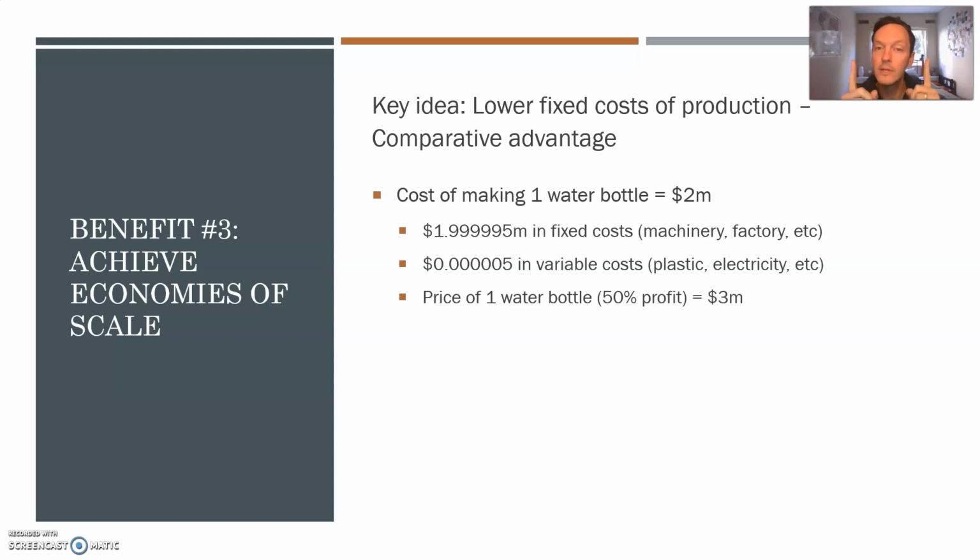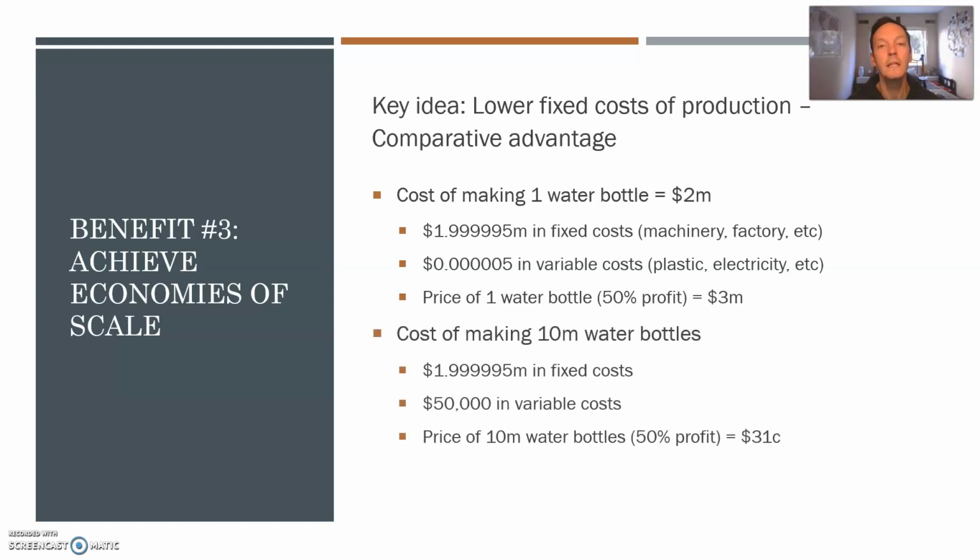However, we're probably not just going to make one water bottle. Let's just say your factory is going to make 10 million water bottles. Let's go through that same exercise. Well, your fixed costs are the same. That's why they're fixed. They don't change depending on how much stuff you make. And so just under $2 million is your fixed costs. If you take that same price, I think it was half a cent in variable costs, across 10 million units, well, you've got $50,000 now in variable costs.